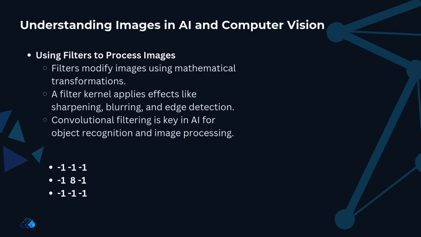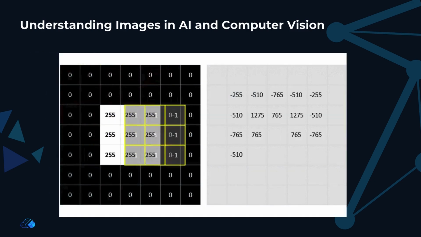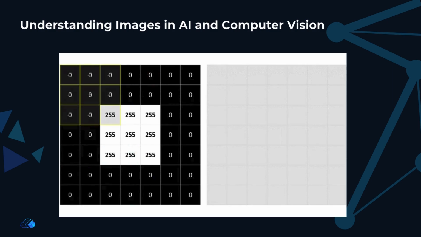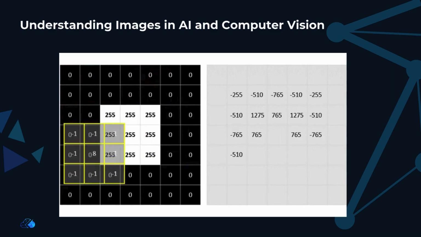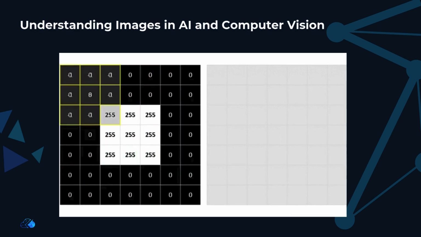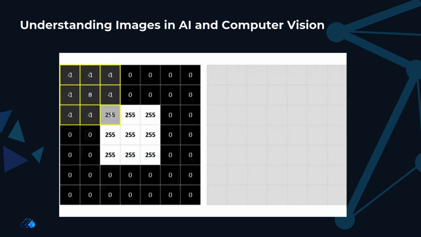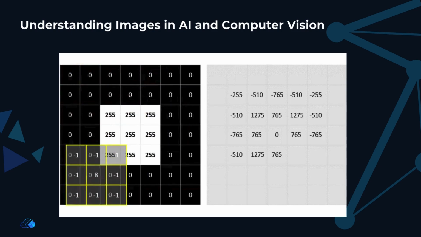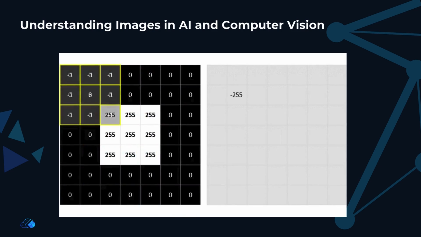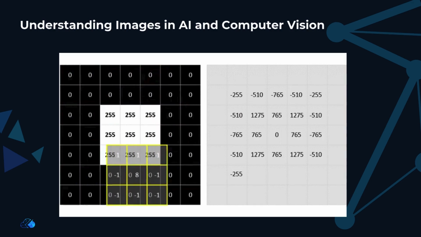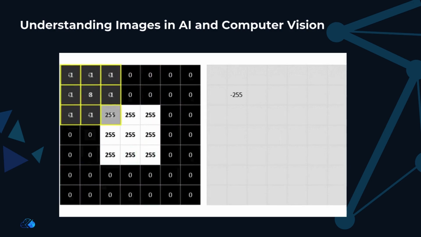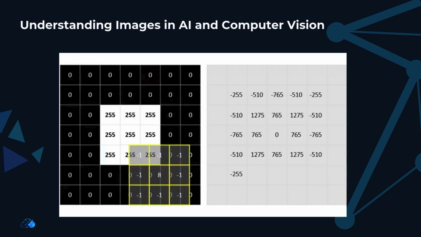The filter moves across the image, multiplying each pixel by the corresponding value in the kernel, then summing the results. Let's apply this to a grayscale image. Step 1, apply the kernel to the first batch. The result is -255, which is stored in a new array. Then in step 2, we move the kernel to the next batch. Now, the new array contains values like -255, -510, and so on. Since pixel values must be between 0 and 255, we adjust them accordingly.